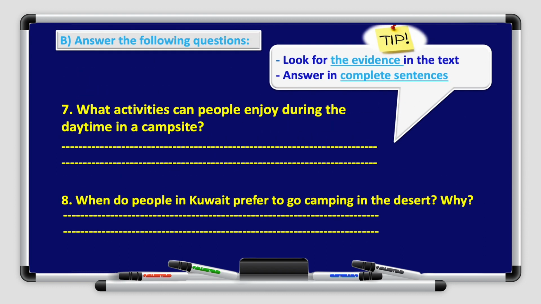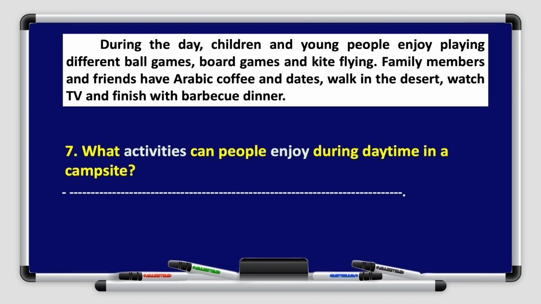B. Answer the following questions. Of course, before you answer, you have to look for the evidence in the text and you have to answer in complete sentences. Number 7. What activities can people enjoy during daytime in a campsite? 8. When do people in Kuwait prefer to go camping in the desert? When and why?